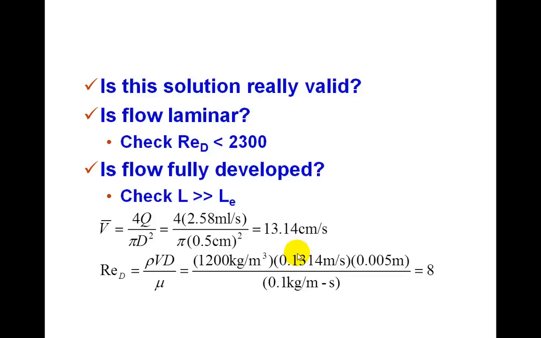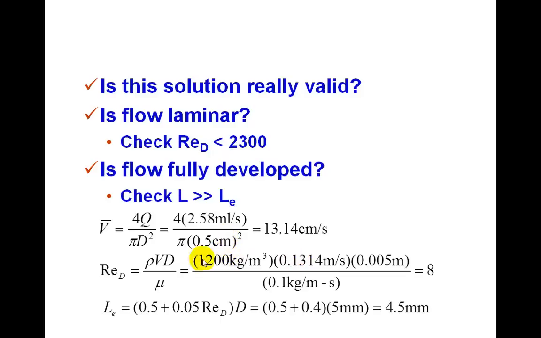To check if flow is fully developed, we're going to calculate the entrance length. Entrance length was given early on in this talk. It's 0.5 plus 0.05 times the Reynolds number based on diameter, and that quantity, which is dimensionless, is multiplied by the pipe diameter d. Using a Reynolds number of 8, the second term is simply 0.4, so we get 0.9 times 5 millimeters, or 4.5 millimeters, in a tube that you'll recall was 0.7 meters long.